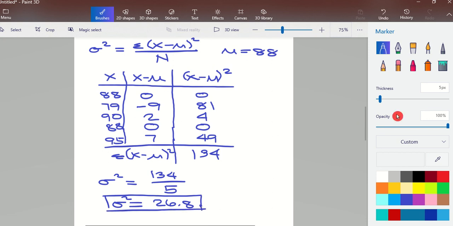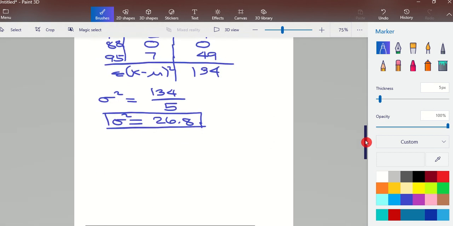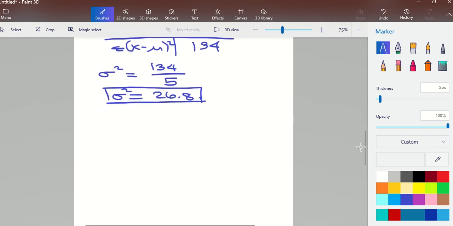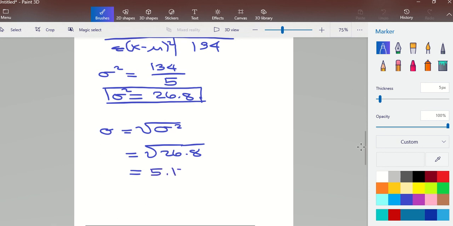Okay. Lastly, let's solve for our standard deviation. So the population standard deviation, okay, let's have sigma is equal to the square root of sigma squared. So we'll just get the square root of 26.8. Okay, using your calculator, our standard deviation is equal to 5.17.